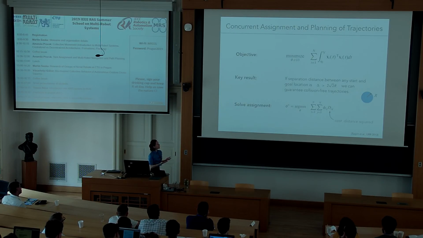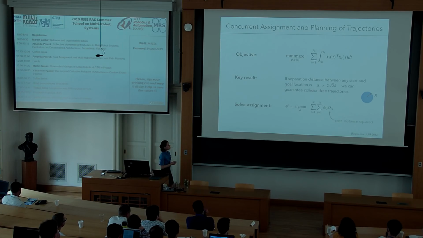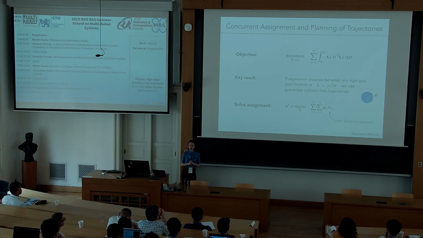Okay, so we then can go ahead and formalize the problem where we take the sum of the distances squared of our robot trajectories, and we minimize that. And the key result of this minimization problem is that if the separation distance between any start and goal location in this multi-robot system is larger than 2 times square root of 2 times r, where r is the size of a robot, then we guarantee that we will have collision-free trajectories.